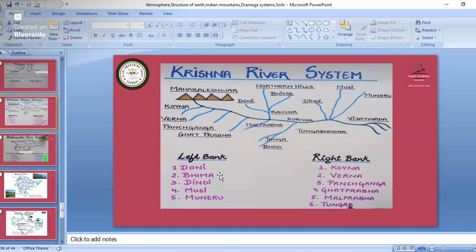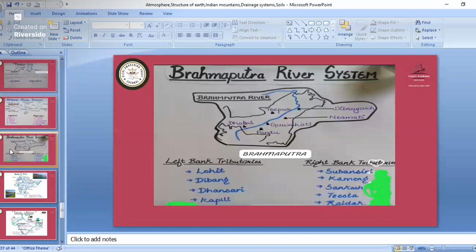Which city is on the bank of Musi river? Just go through it one time. Okay, now we'll see the Brahmaputra river system.